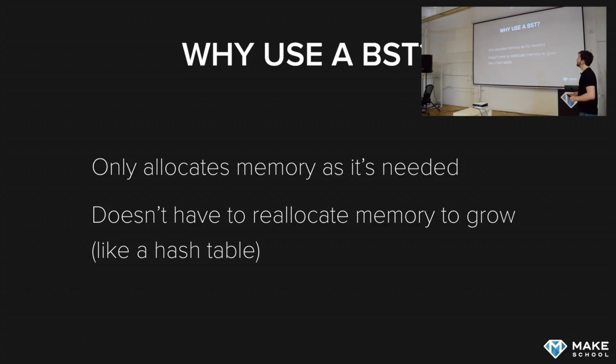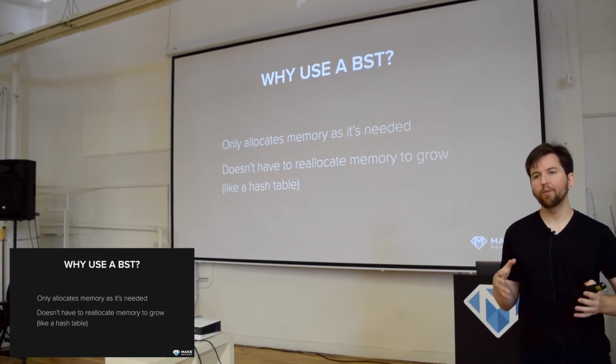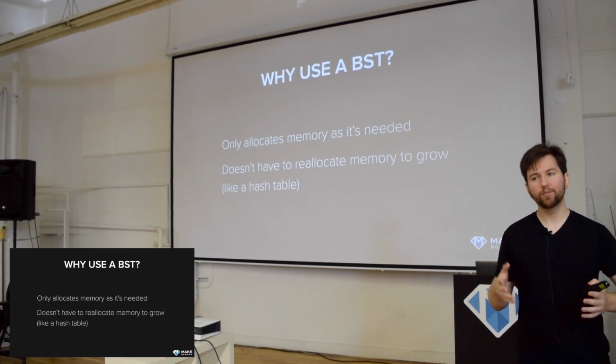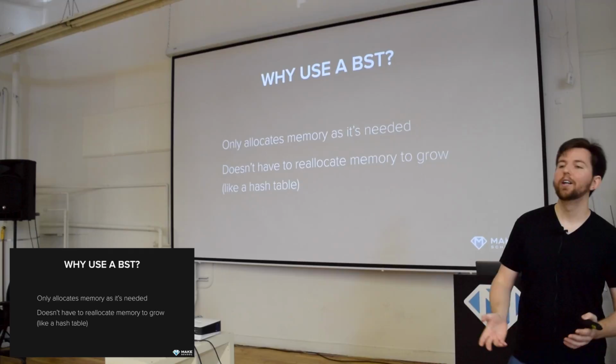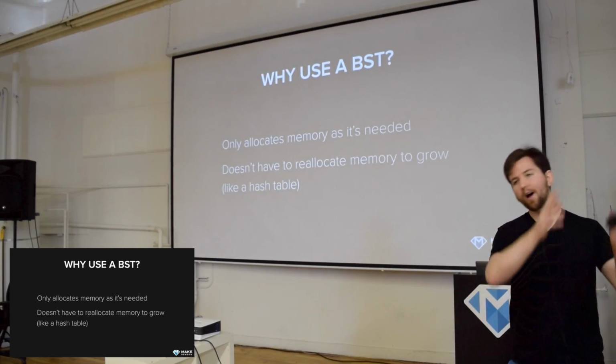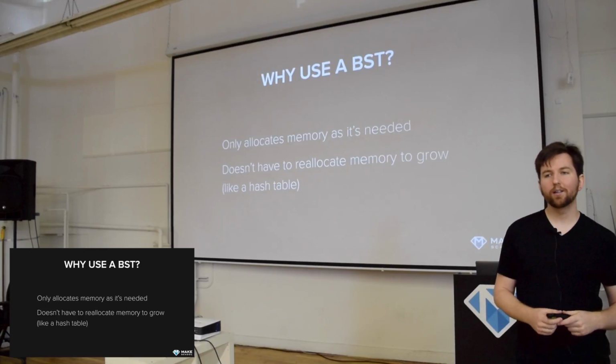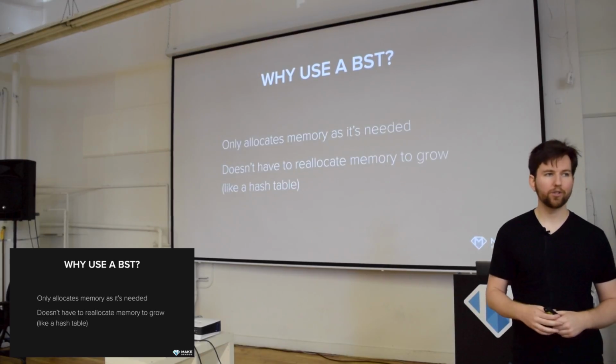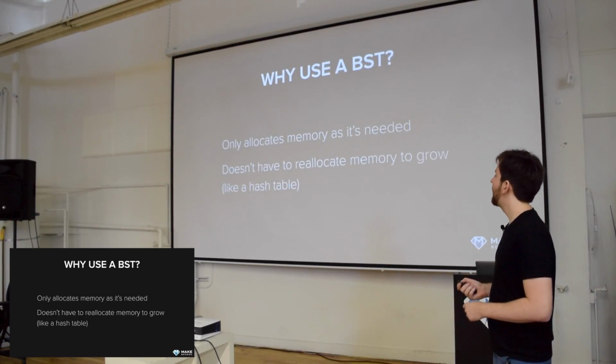Similarly, it doesn't have to reallocate memory to grow. Hash tables, once they reach a certain size where you can't really add anything more without terrible performance implications, you basically have to grow your hash table, which means reallocating a bunch of memory, copying everything over, and taking a pretty big performance hit to do those operations. Binary search trees do not have to do that at all.